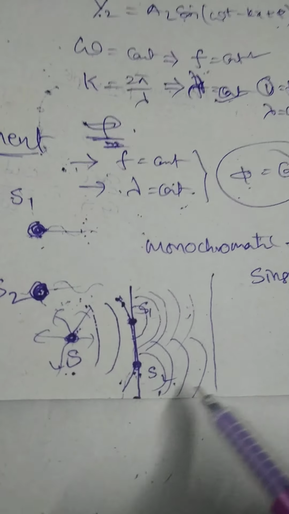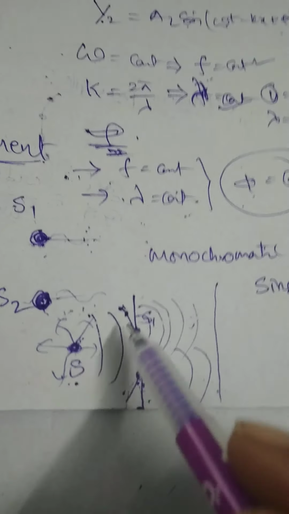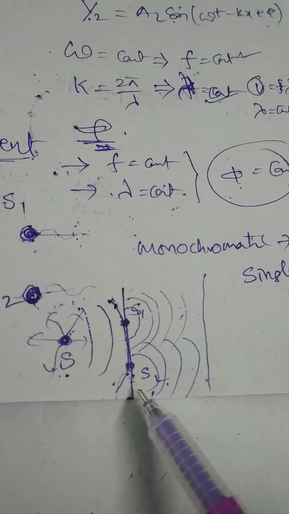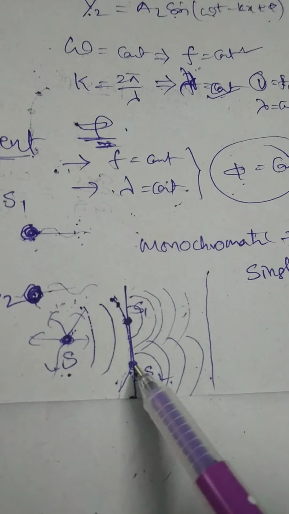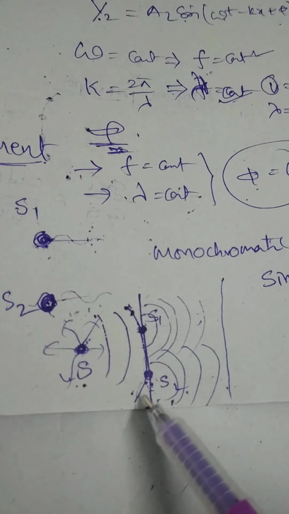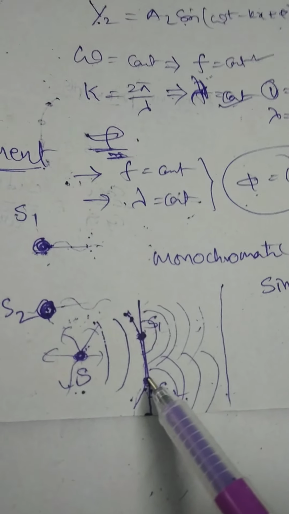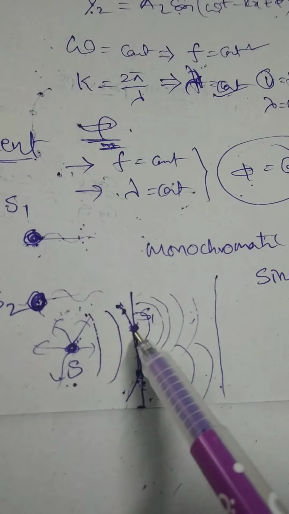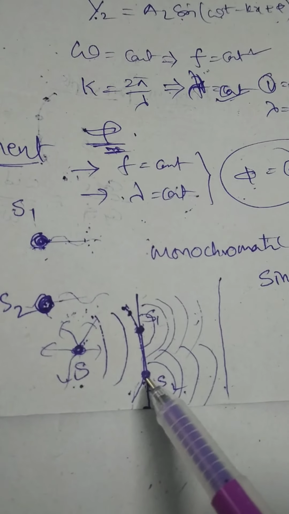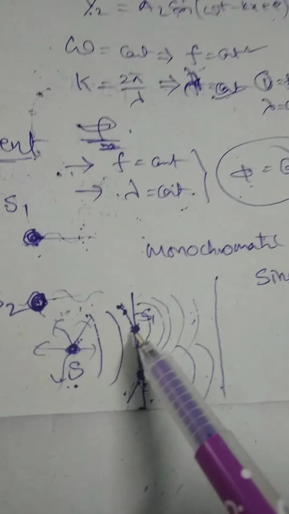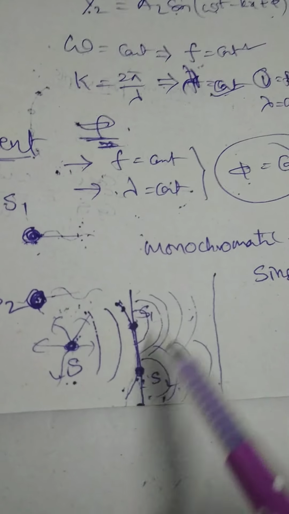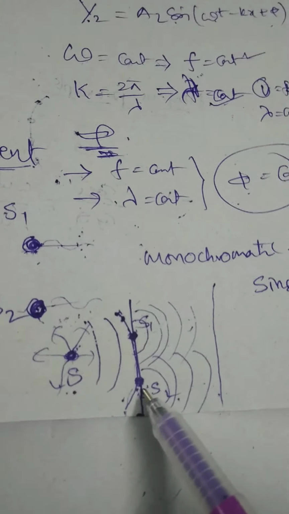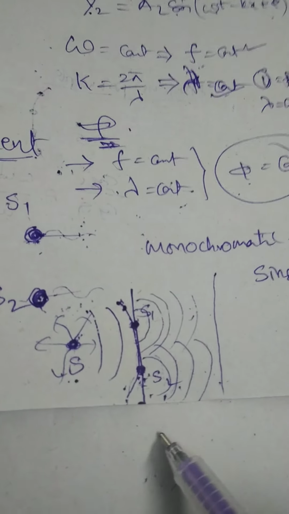Let the screen be kept at some distance far away from the two slits S1 and S2. So here S1 and S2 are two points on the same wavefront. According to Huygens theory, each and every point on the wavefront acts as a source of secondary wavelets. That's why this source will produce light in this direction. S2 is another source of light which will produce wavefronts like this.